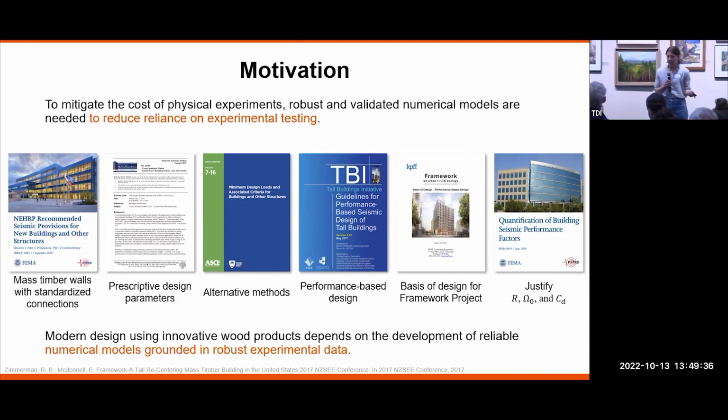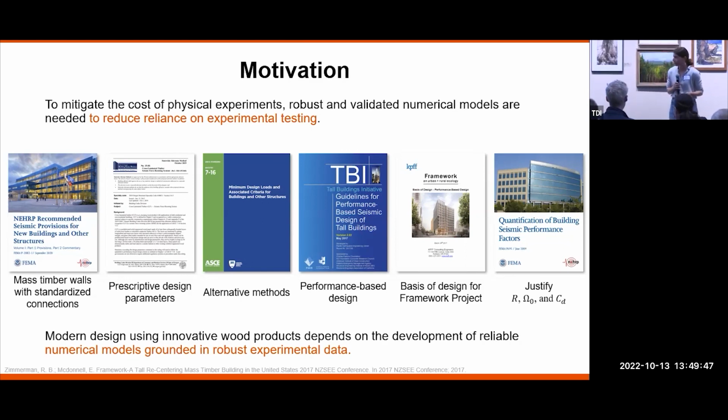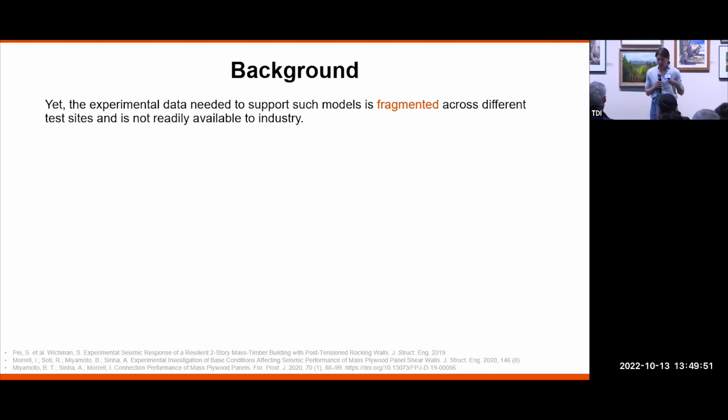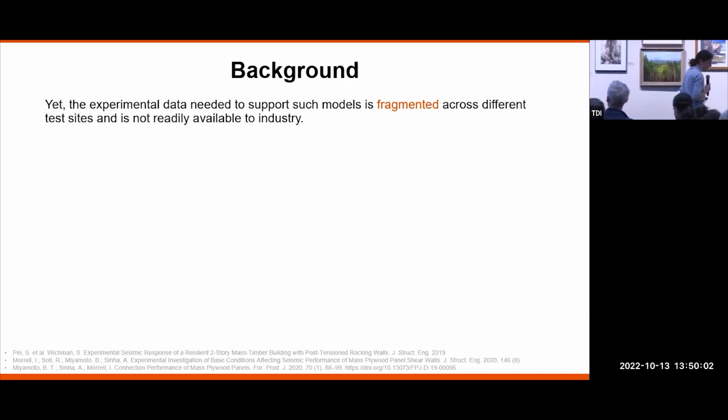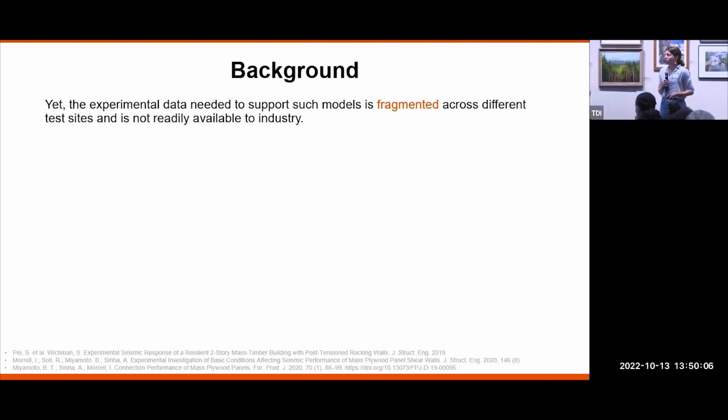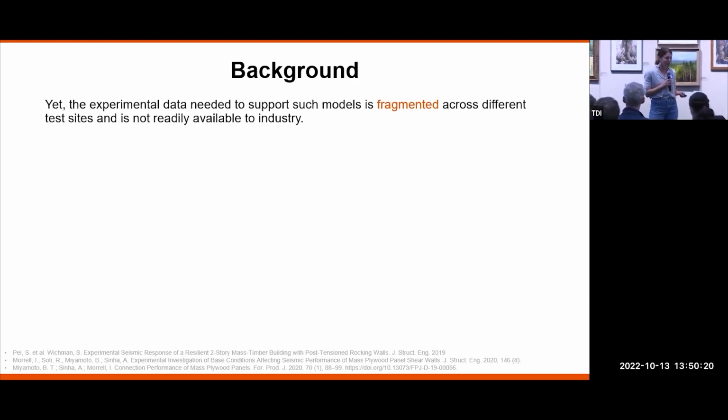So if we're looking at design, we need numerical models, and those numerical models need to be grounded in experimental data. That's where I get to tie in the experimental component with the numerical component. We need that experimental data to make sure our numerical models are robust, but we're looking at a whole bunch of experiments that are fragmented across different testing sites, different PIs, internationally. That experimental data is not all collated for us to use, so we can't develop and validate these numerical models in a more reliable way. I think every presentation before me has shown experiments, and having that data easily and readily available will make numerical modeling more approachable.